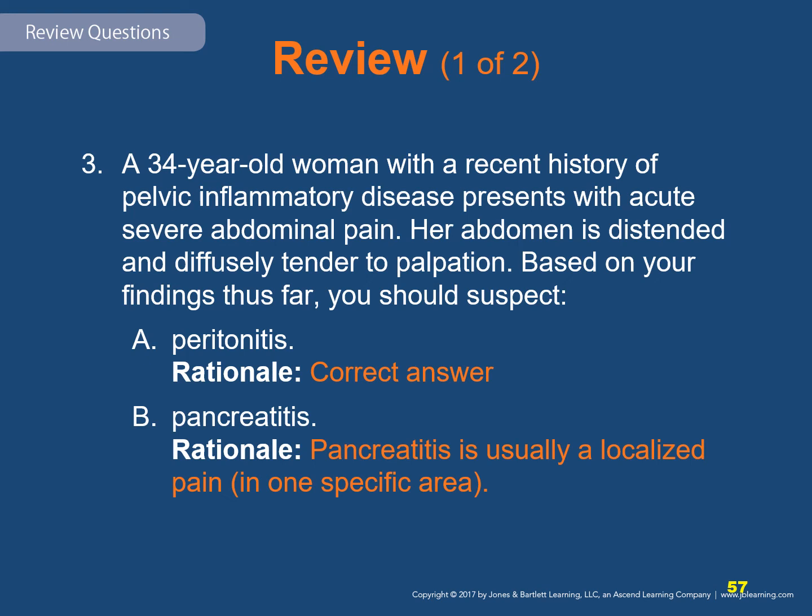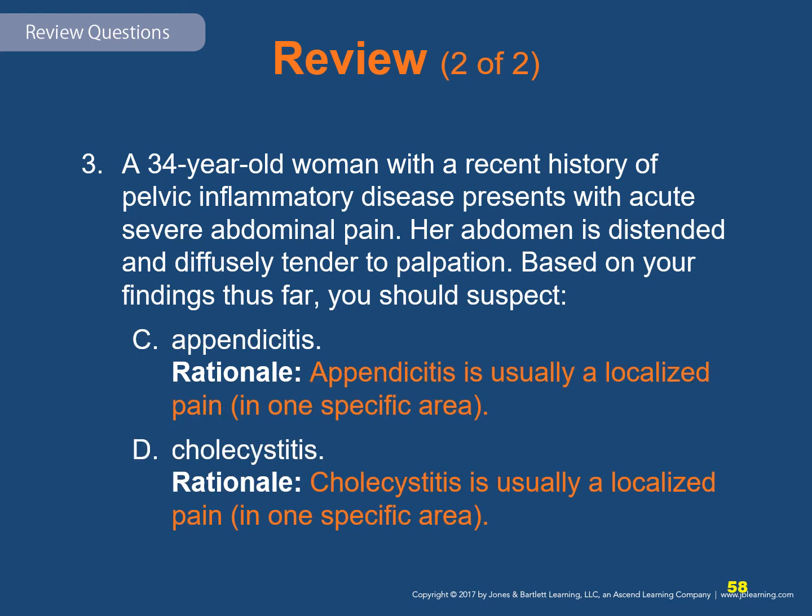B, pancreatitis. Pancreatitis is usually a pain located in a specific area. Let's review the answers. A 34-year-old woman with a recent history of pelvic inflammatory disease presents with acute severe abdominal pain. Her abdomen is distended and diffusely tender to palpation. Based on her findings thus far, you should suspect appendicitis. That is wrong because appendicitis is localized pain in one specific area, and cholecystitis is also incorrect because it is a localized pain in one specific area as well.